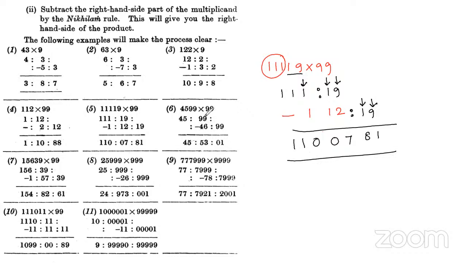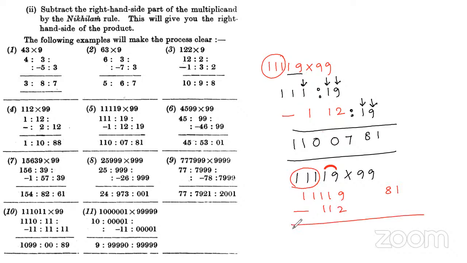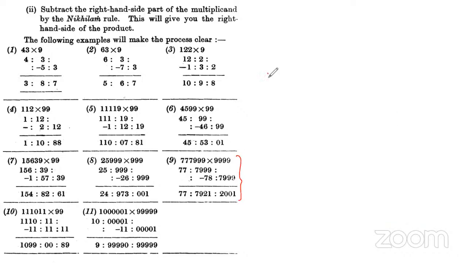I don't know why Swamiji explained it like this, but this is one way. Actually, we can approach it in different ways. Suppose 11119 into 99 is there. Same thing. First select two digits, these two digits. Just write the complement of that one, 81. After that, from 11119, you subtract whatever non-selected digits there are. That is 1112. You can write it directly like this instead of writing twice.